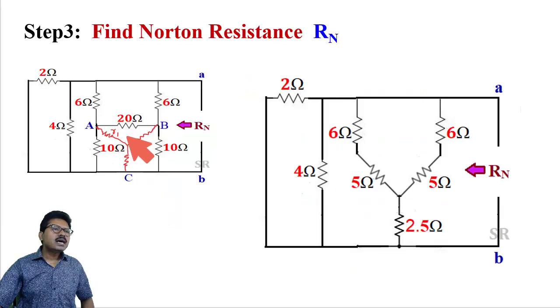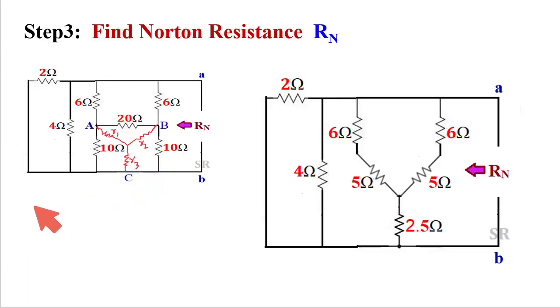Say this is R1, this is R2, this is R3. So what will be the value of r1? r1 is equal to product of attached two resistances, that is 20 into 10, that is 200, divided by summation of all three in delta structure. So 20 plus 10 plus 10, that is 40. So r1 is 5 ohm.